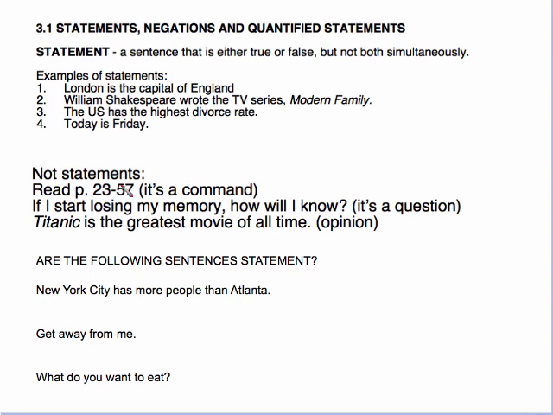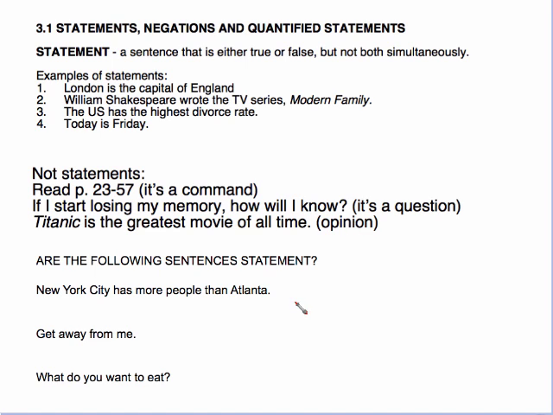Not statements are things like, read page 23 to 57. It's a command. It's not a statement, it's a command. If I start losing my memory, how will I know? That's a question. It's not a statement. And Titanic is the greatest movie of all time. That's an opinion. So these are the things that make something a non-statement: a command, a question, or an opinion.